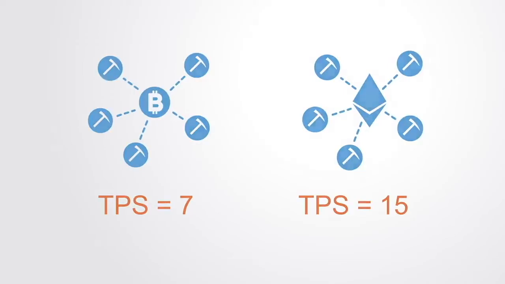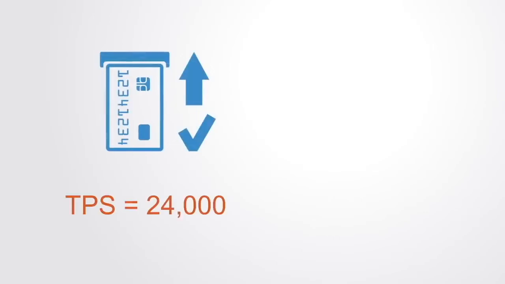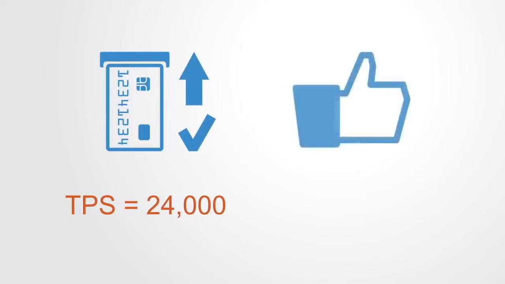By comparison, a credit card network is capable of handling more than 20,000 transactions per second. Equally, Facebook may have about 900,000 users on the site in any given minute, meaning that it's handling about 170,000 requests per second. Another issue is that of cost.